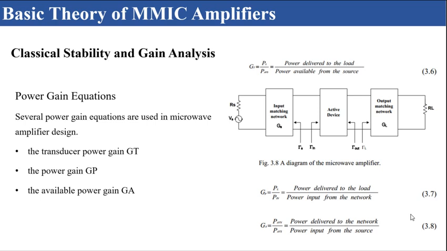And several gain equations are used in microwave amplifier design. The transducer power gain GT, the power gain GP, and the available power gain GA are defined as shown in the right picture. And figure 3.8 shows a general microwave amplifier diagram.